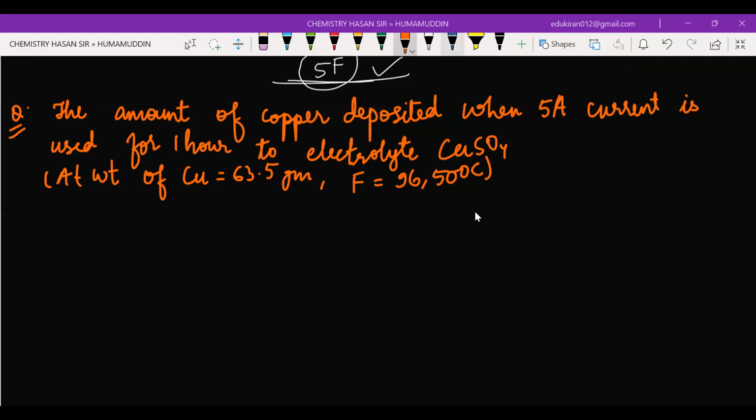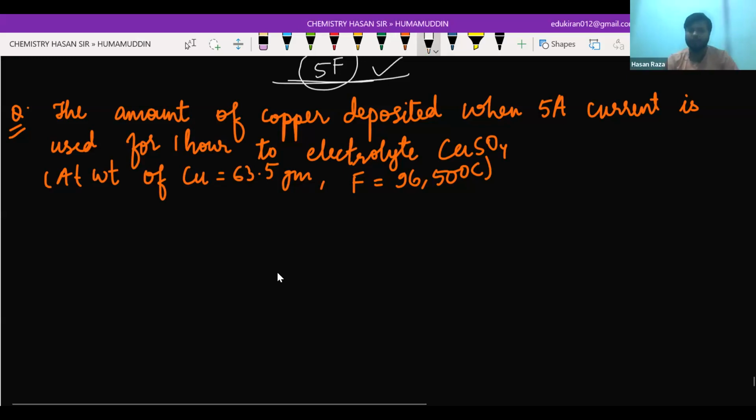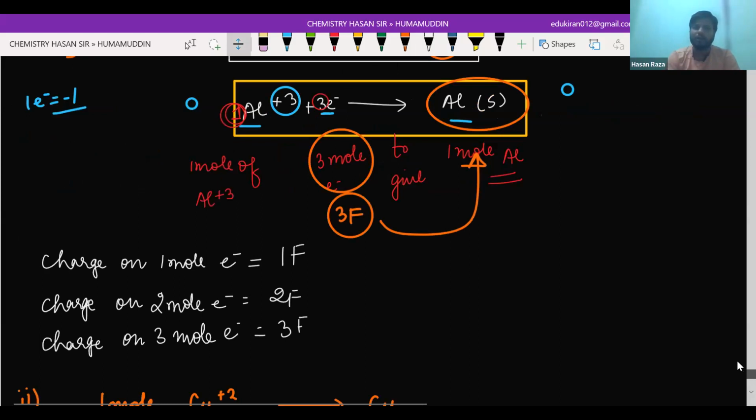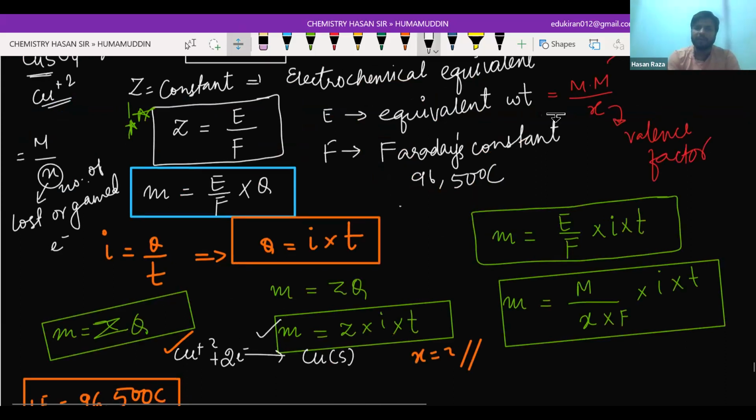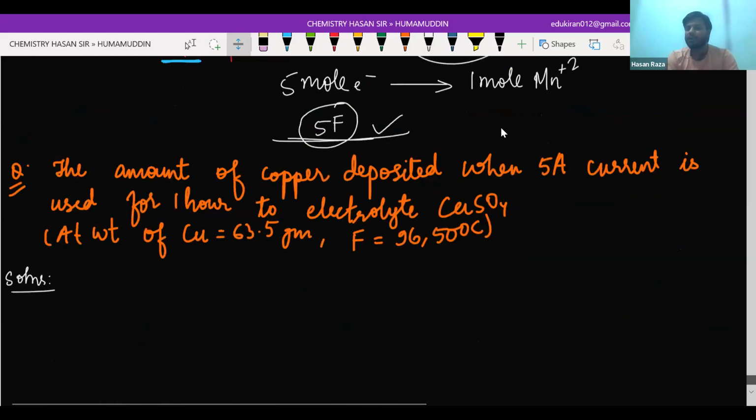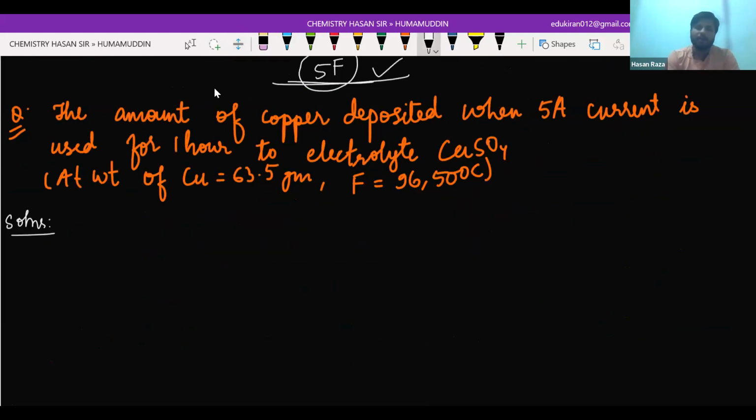Okay, no problem. First of all, we can do this by two methods. The first method, you can use it directly, the formula. You know the formula we derived. Basically, I forgot to write the statement of the first law of Faraday. I will give you the statement. We can use the formula directly to calculate the mass. I'm going to show you. Whatever is given, first I'm going to write it. The amount of copper deposited, that means we need to calculate the mass deposition of the copper.